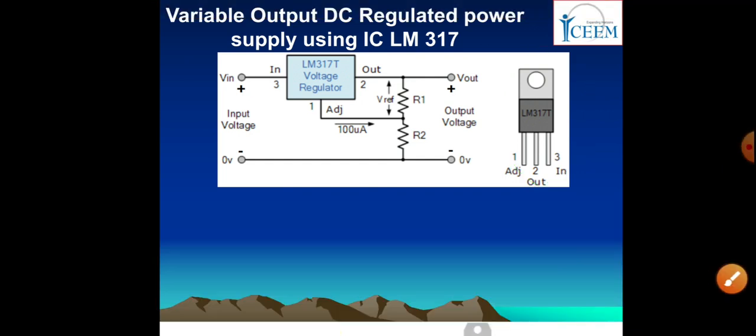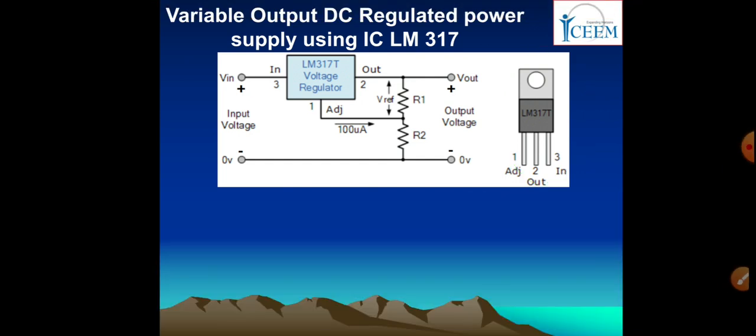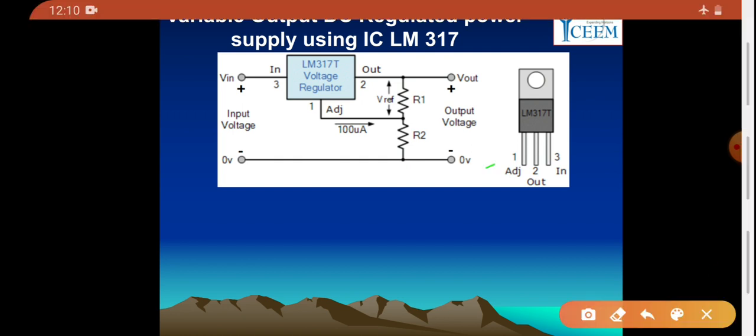pin number 1 is called the adjust pin, pin number 2 is output, and 3 is input. Why adjust? Because we want adjustable output. So this terminal is connected to a voltage divider formed by R1 and R2. I have forgotten to show that this R2 should be variable.